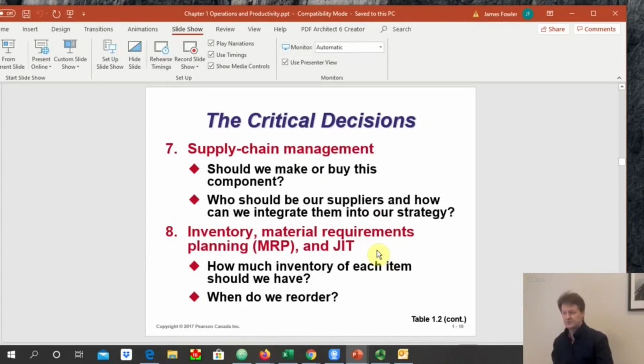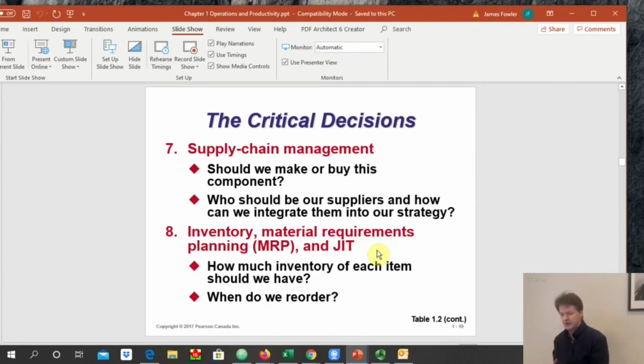Also, supply chain management. Should we make or buy this component? We're going to be looking at that throughout this course, in terms of lots of things to consider there. Not only just the cost, but the speed at which you get the raw materials, or if you buy the component, not only the speed that you can get it, but also the quality of the product. If you can make the product less expensive, faster, and ensure the quality of it, that might be something that you may want to consider doing.